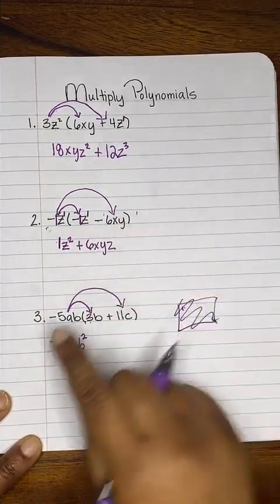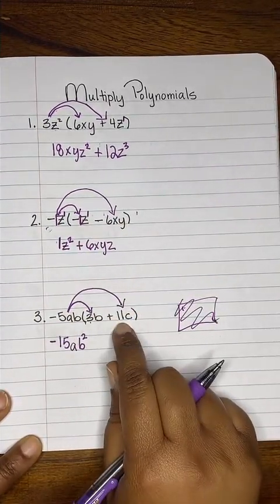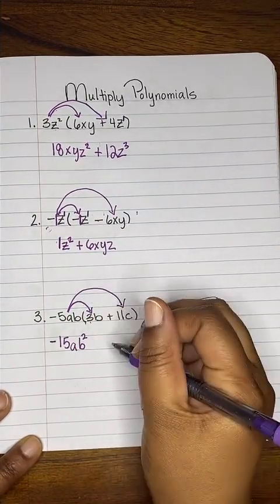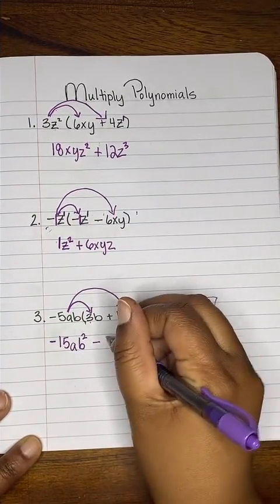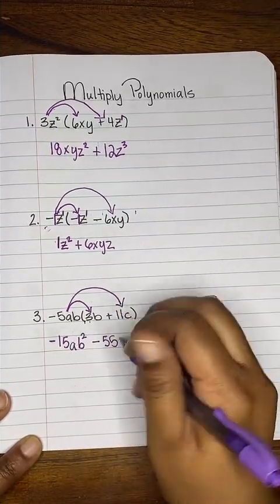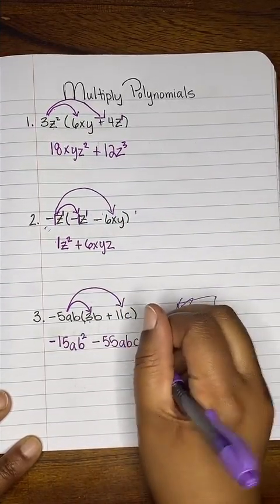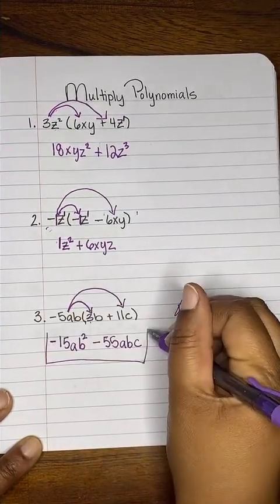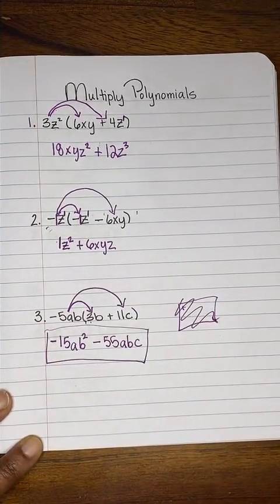Because we're on this. So -5 times 11 gives us a -55. And then we have A, B, and a C. So we just put them next to each other. A, B, C. This is our answer. All right.